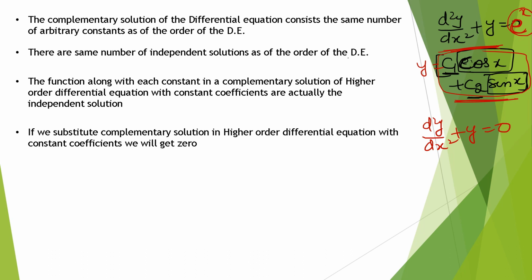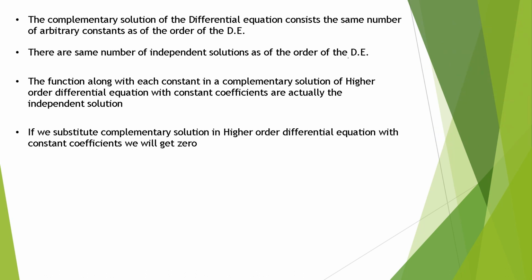Because the requirement of constants is fulfilled by the complementary solution, and whatever you have on the right hand side is covered by the particular integral. I'm repeating that if you substitute the complementary solution in your equation, you are not going to get the right hand side. Because the requirement of arbitrary constants is covered by the complementary solution, and whatever function you have on the other side is covered by the particular integral, which we'll see in the next point.